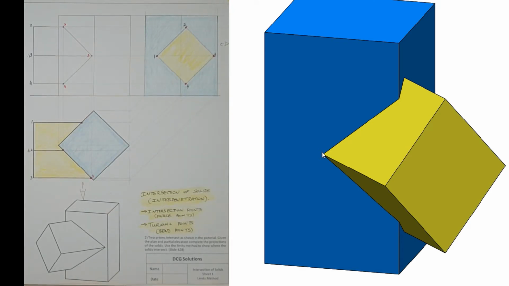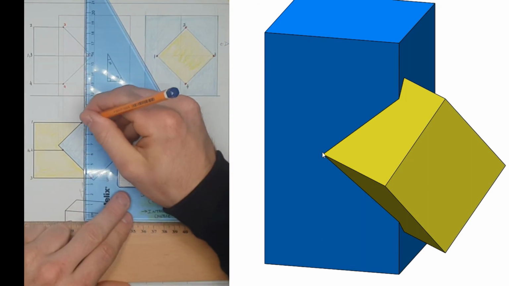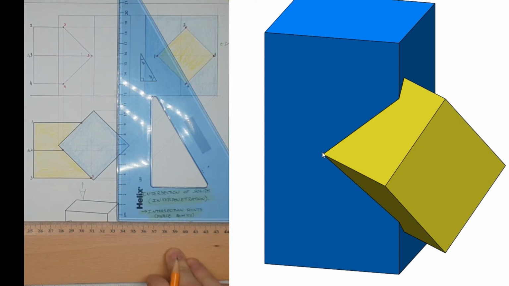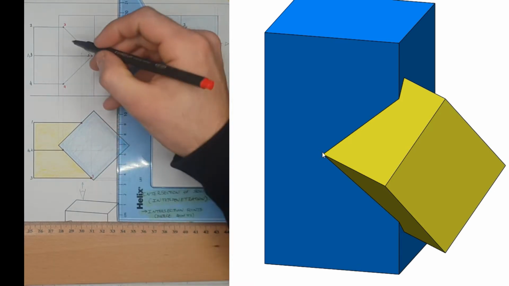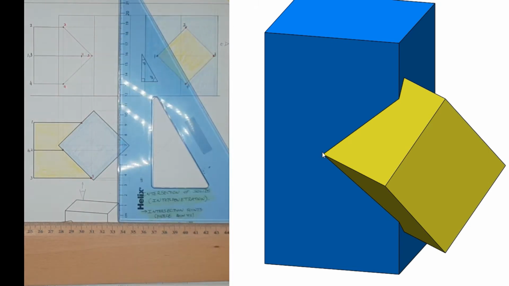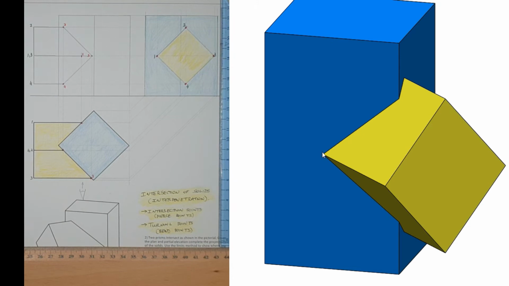Let's project. So it's already projected across. Let's project it up. And there I get point 1. So that's intersection point 1. 2 points remaining.